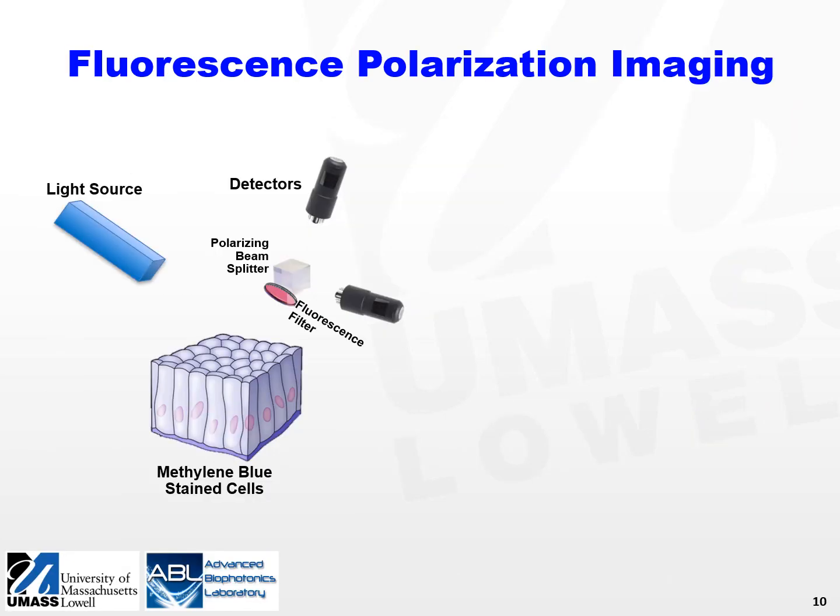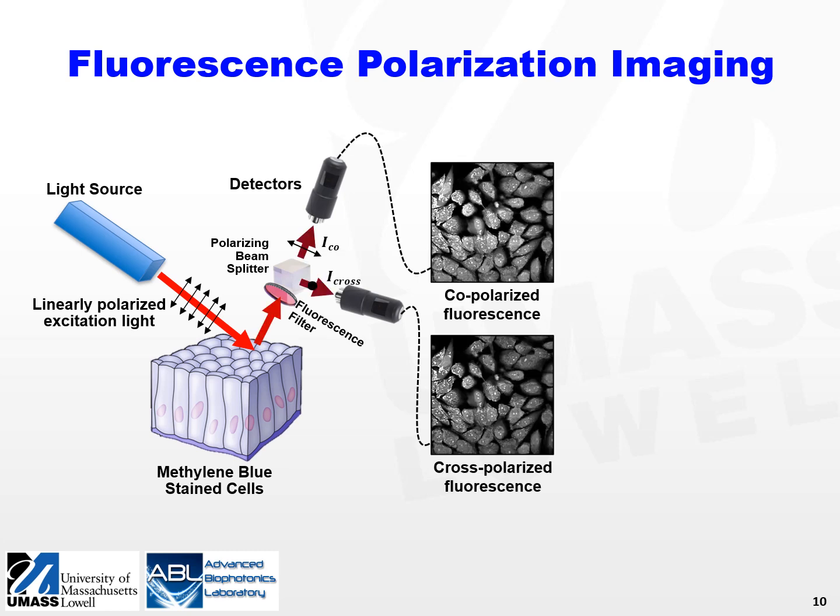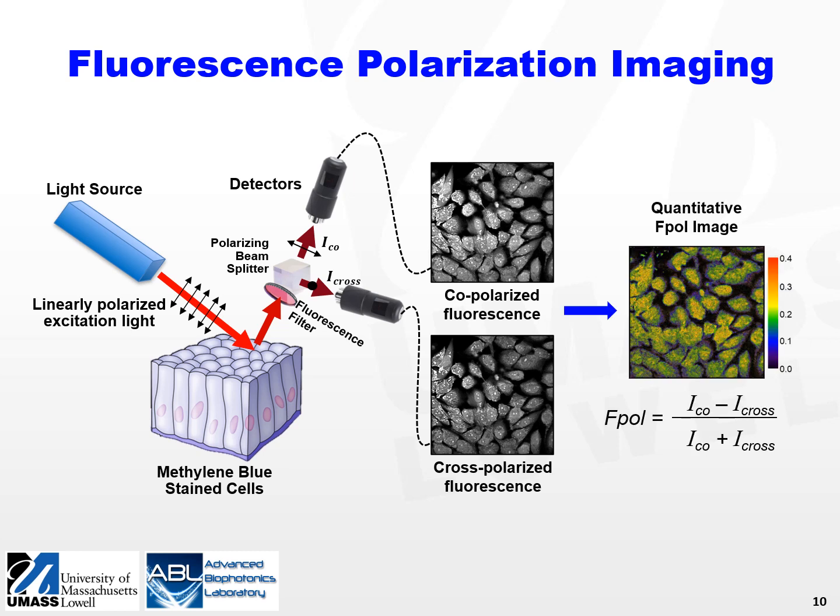This work utilized fluorescence polarization imaging, a simple and robust technique. Here's how it works. Linearly polarized light is used to illuminate the sample. The copolarized and cross-polarized fluorescence emission images are obtained, and these are used to calculate the quantitative fluorescence polarization image that provides the value of fluorescence polarization for each pixel.